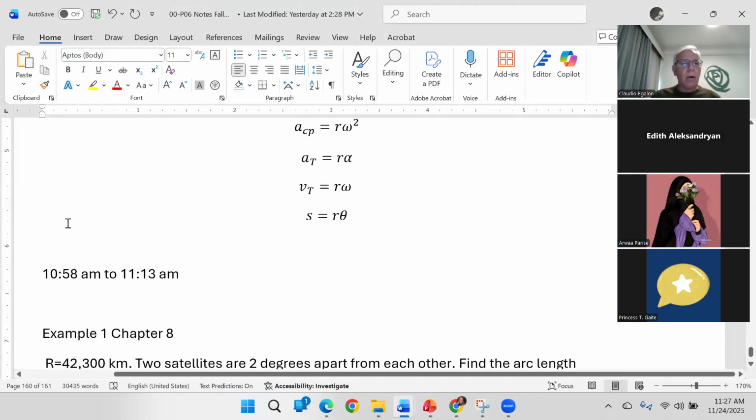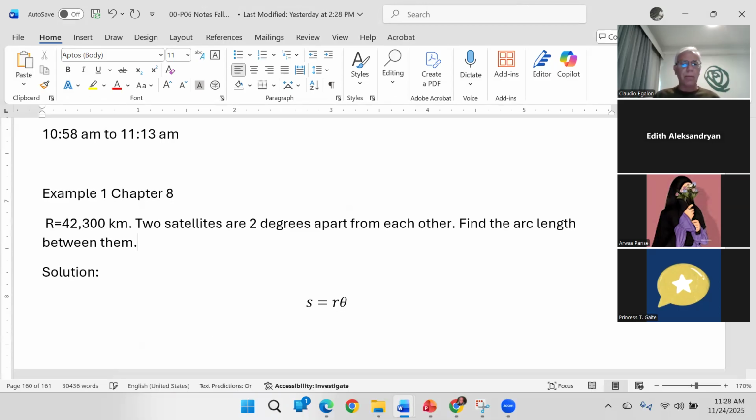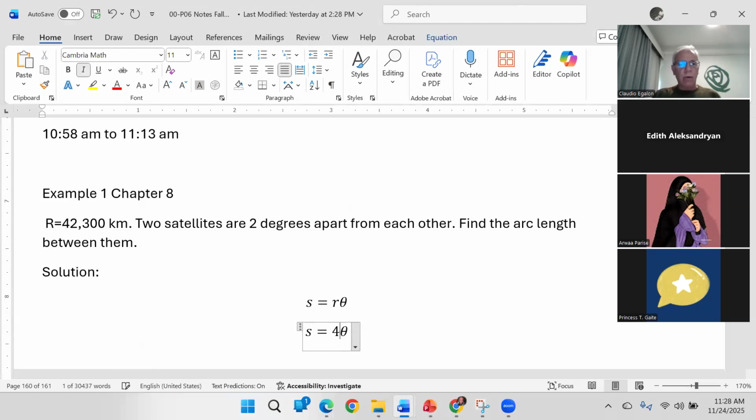Let's go get the equation. Here you go. Solution: 42,300 kilometers, 2 degrees apart, but let's not forget that an angle should not be written down in terms of degrees. Instead, it should be written down in terms of radians. Here's 42,300 kilometers. I'm going to write down 2 degrees here, but this degree must be converted in radians.